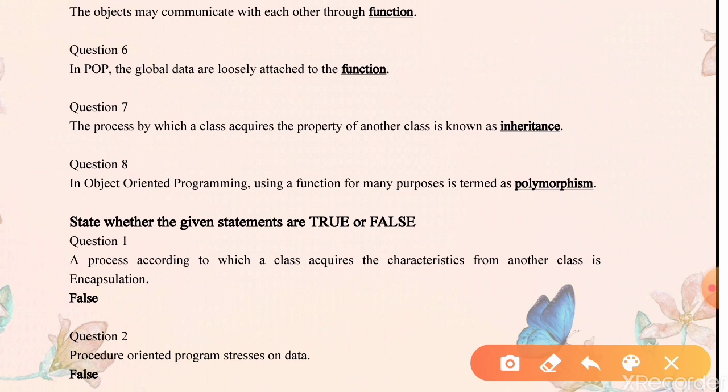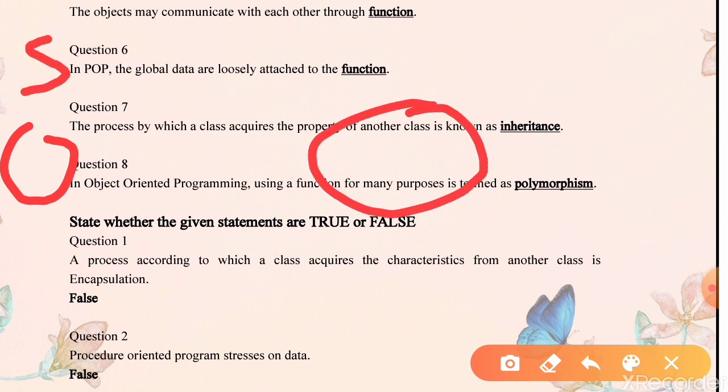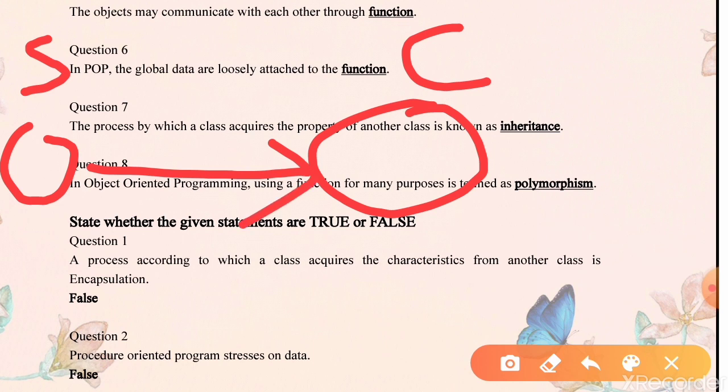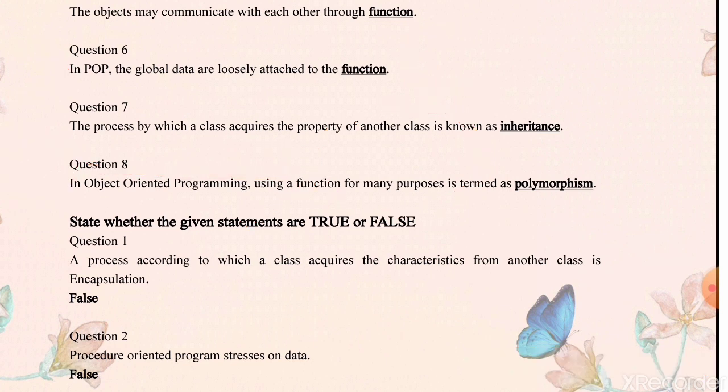Okay, suppose there are two classes, one class is called the superclass, and another class is called the child class, a subclass. Now this class will access the properties from the first one. So such a type of process is called inheritance. Now eighth, in object oriented programming, using a function for many purposes is termed as polymorphism.